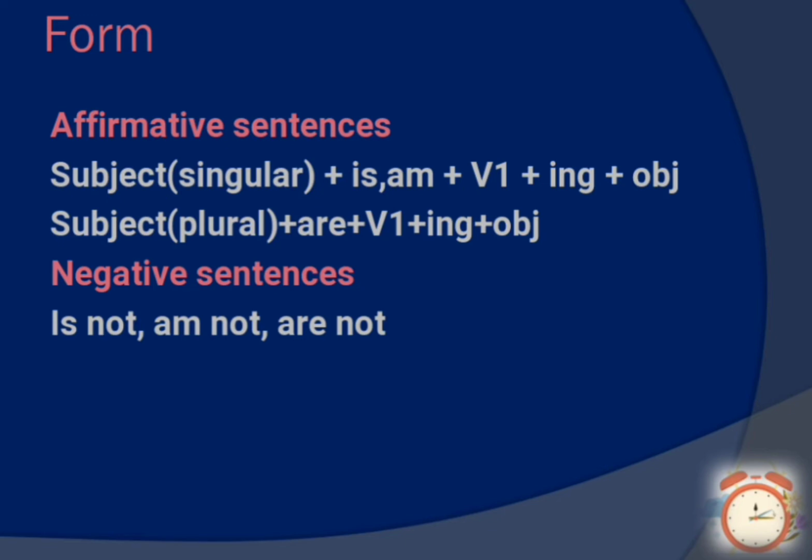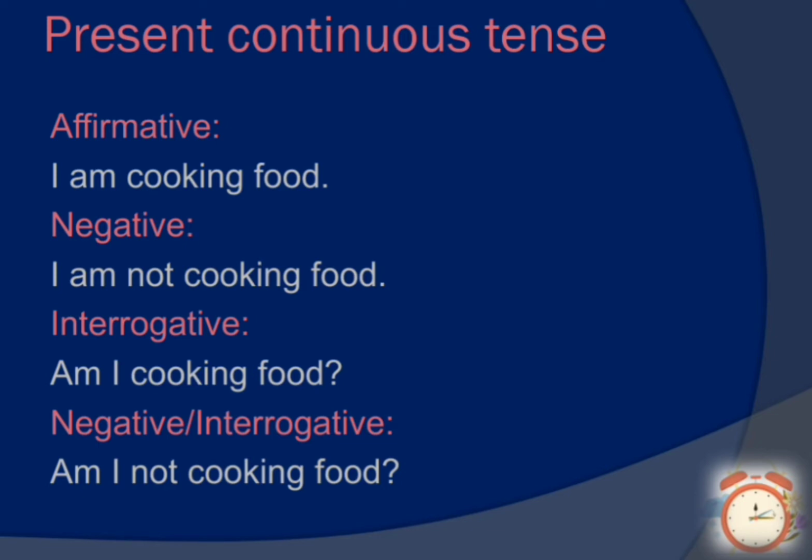Let's move to the sentences now. Sentences for present continuous. Affirmative. I am cooking food. Negative. I am not cooking food. Interrogative. Am I cooking food? Negative interrogative. Am I not cooking food? So the placement of not is right after the subject for negative interrogative sentences.